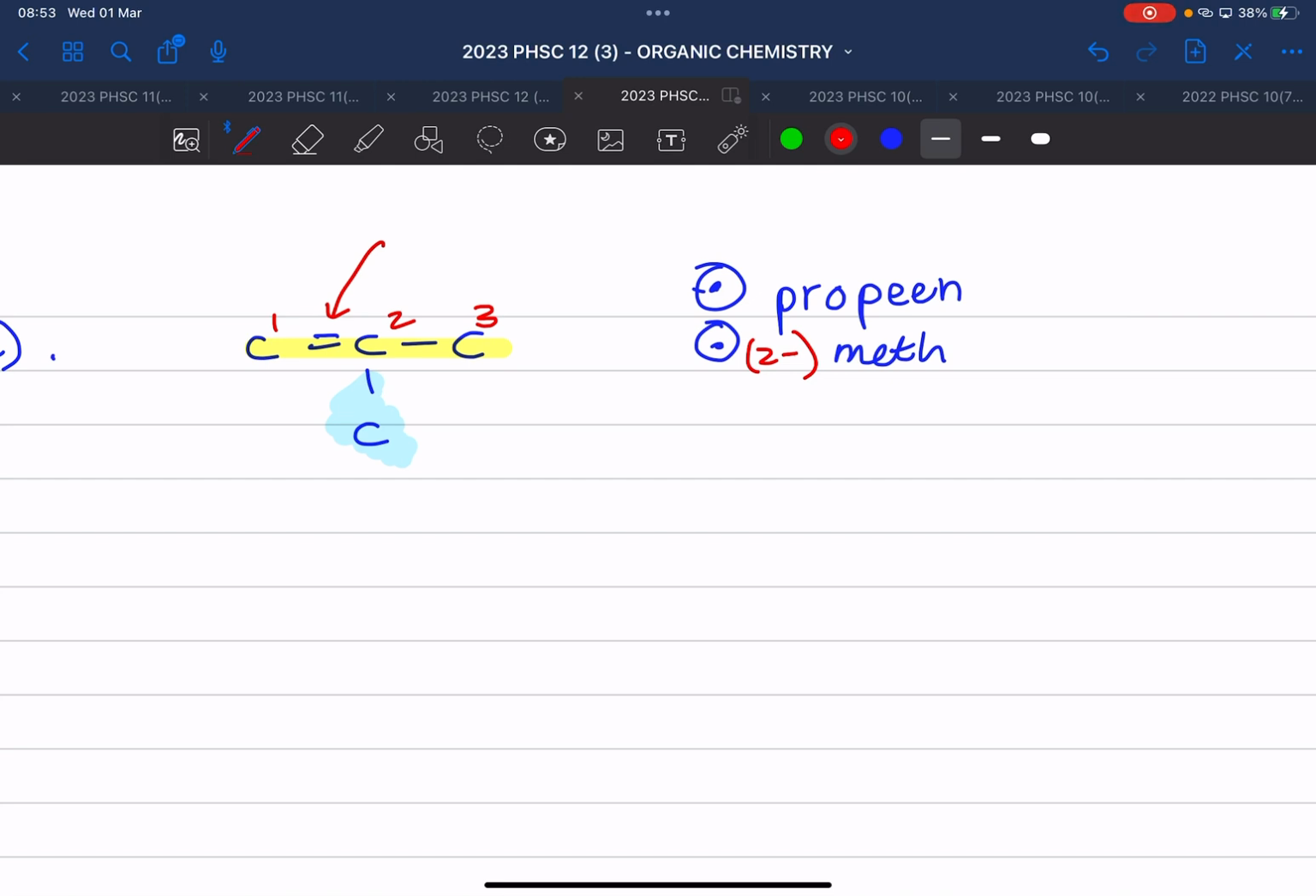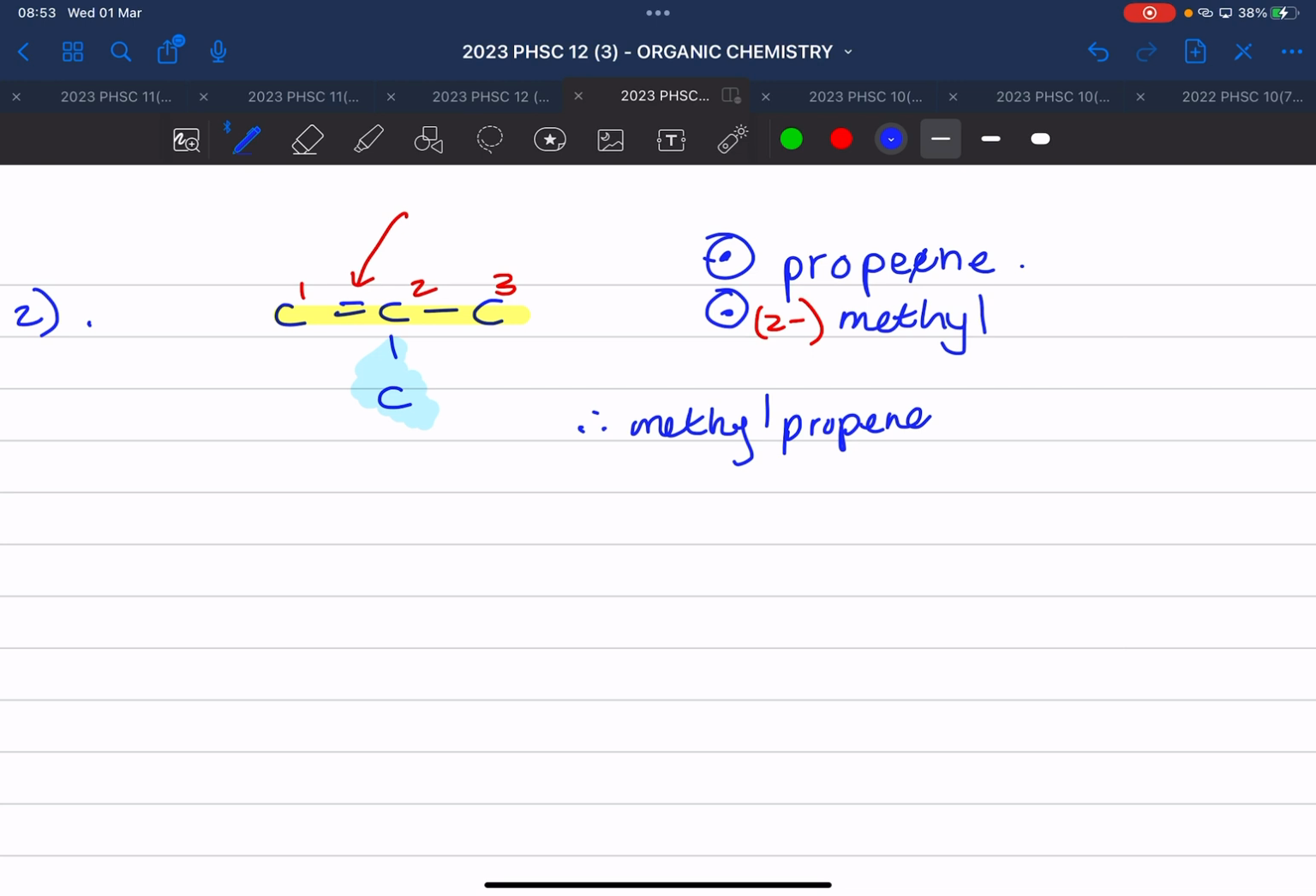Okay, and what's the suffix for a side chain, Princess? Meth? Where's your head today? You are thinking correctly. So this one's name would be methyl propene. Sorry, I wrote in Afrikaans.